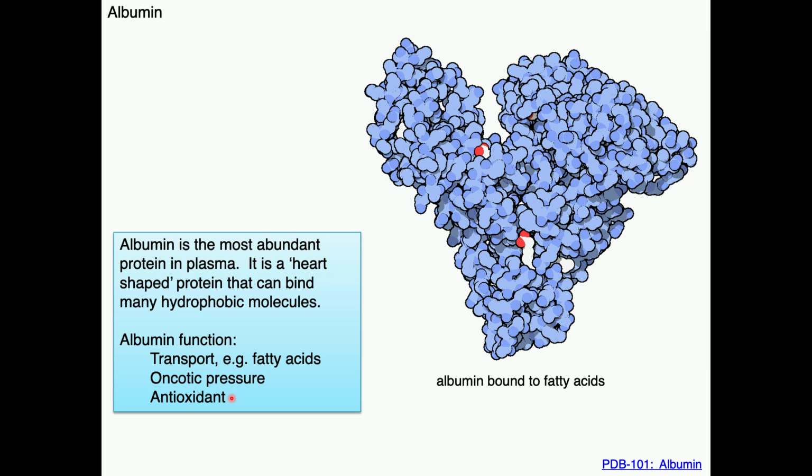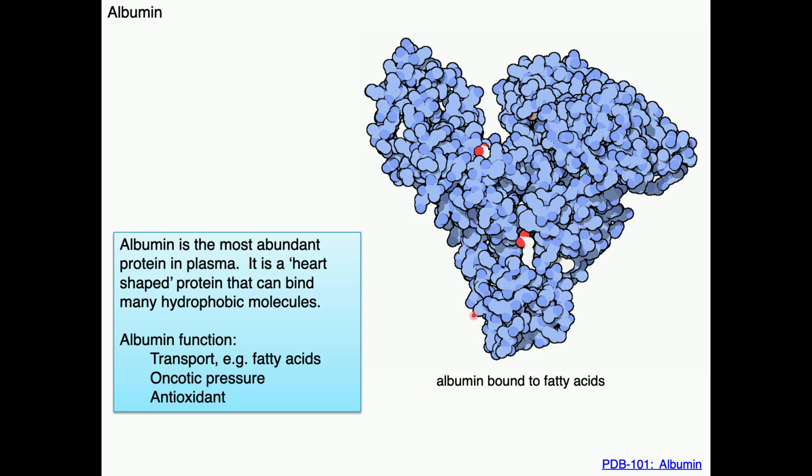I think there's like 7 different sites where albumin can bind to free fatty acids, and those are critical for that transport of the free fatty acids from adipose tissue to the liver and to other tissues, like muscle, that would oxidize the fatty acids as a metabolic fuel.